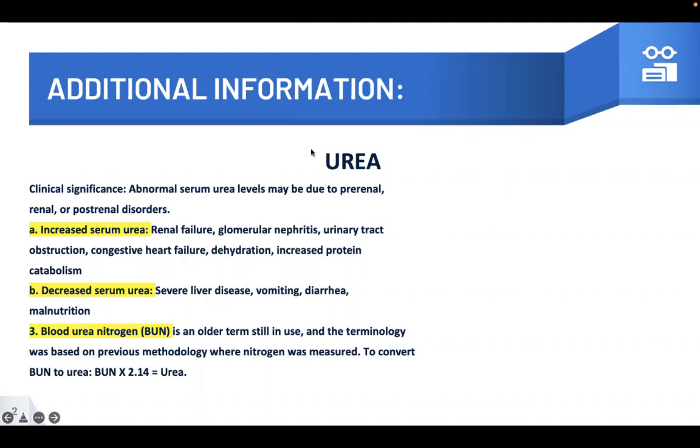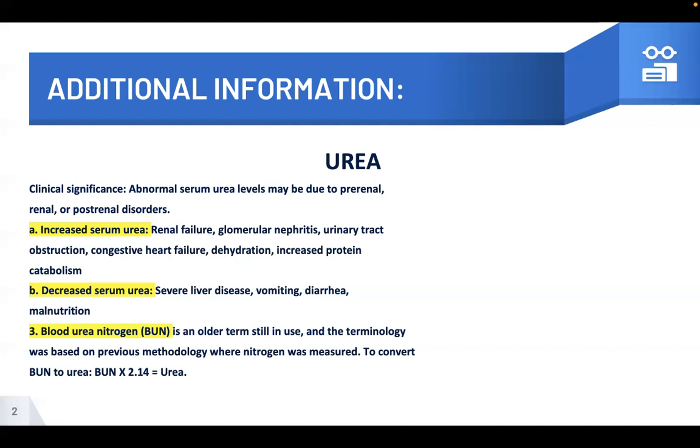Urea, its clinical significance includes abnormal serum urea levels, which may be due to pre-renal, renal, or post-renal disorders. Pakitandaan po na si urea is a metabolic waste product. It is a product of your protein catabolism, so it must be excreted in the kidneys through your urine. Increased serum urea may be due to renal failure, glomerular nephritis, urinary tract obstruction, congestive heart failure, dehydration, and increased protein catabolism.